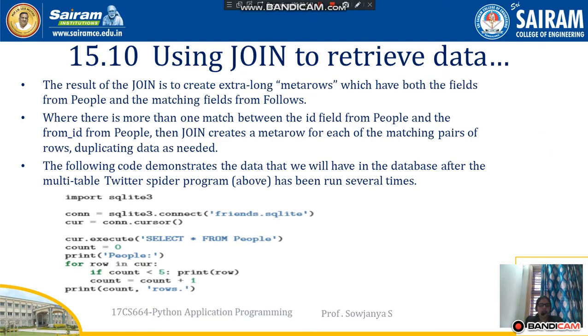The main result of this join is that it creates extra long meta rows. Meta rows means multiple rows which have both the fields from people and matching fields from follows. Where there is more than one match between the id field from people and the from_id from follows, the join creates a meta row for each of the matching pairs of rows, duplicating the data as required. You can refer to the following code, which demonstrates the data that will be in the database after the Twitter spider program has been run several times.